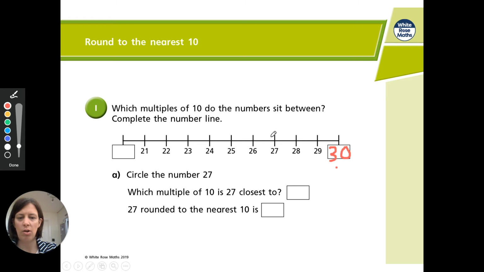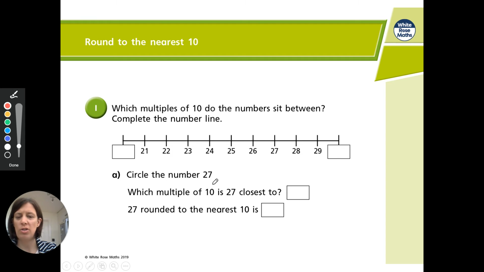So if I circle the number 27, you can see that it would be closest to 30, because that's the multiple of 10 that we said. 27 is closer to 30. So 27 then, rounded to the nearest 10, will be 30. Because 27 is closer, when you put them on a number line, to 30.